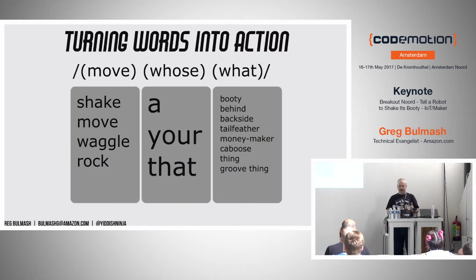When we're turning words into action, you can actually sort of write a regex for this. When we're creating that shake your booty intent, we have to understand the different ways that people might say or convey that intent. So we have one, which is the move, which could be shake, move, waggle, rock, whose, a, your, or that. And what? Booty, behind, backside, tail feather, moneymaker, caboose, thing, and groove thing. And these are to tell the robot to move in a specific way.